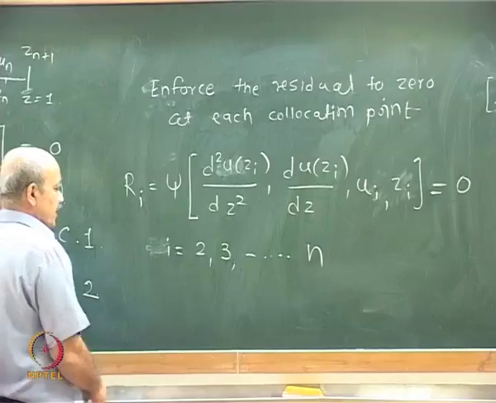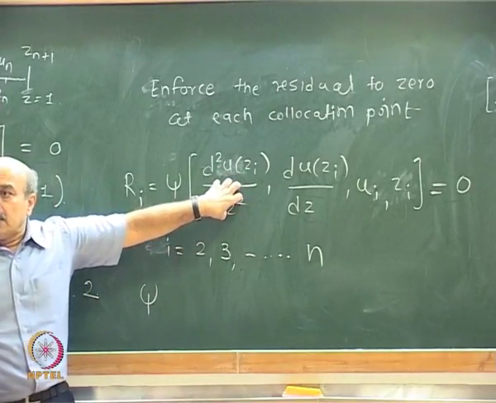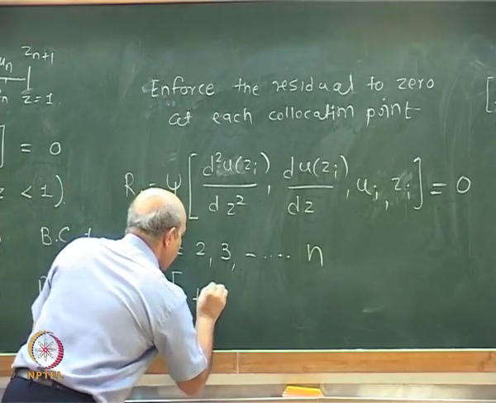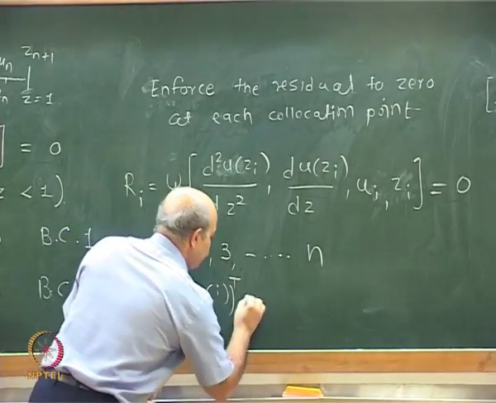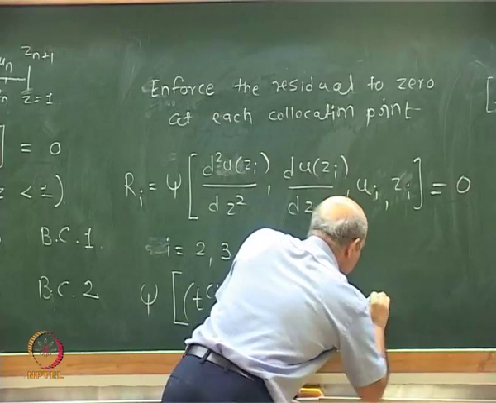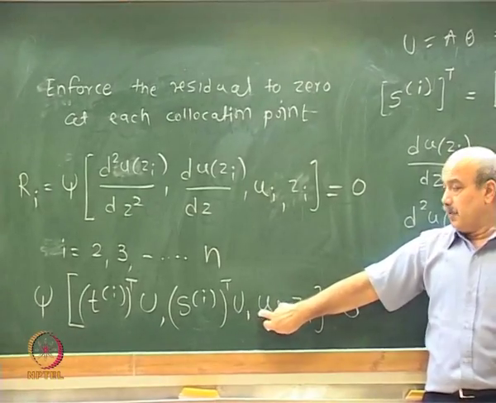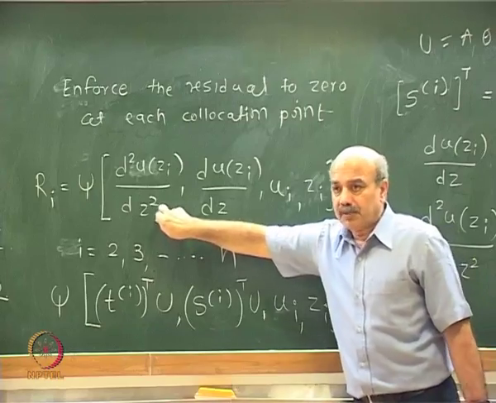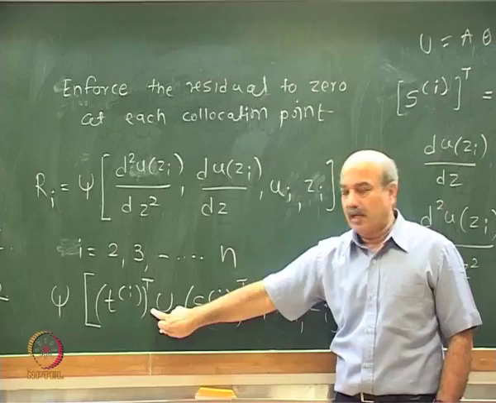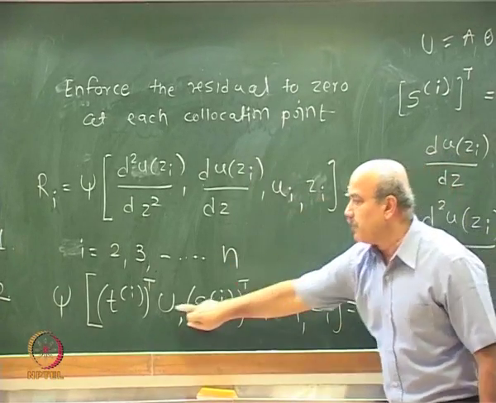Now, if I substitute the expressions that I have got, the derivatives are now expressed in terms of algebraic expressions. I'm going to replace them. So this actually means I want to solve for Ti transpose U, Si transpose U, u(zi) equal to 0. Look at this equation here. d2u by dz square I have replaced by an appropriate algebraic approximation. du by dz I have replaced by an appropriate algebraic approximation. So this differential equation is now converted into an algebraic equation.